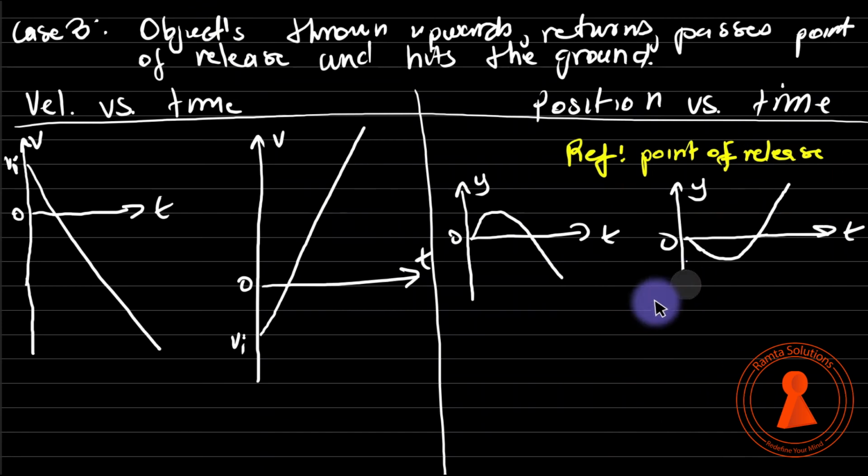So this is your position versus time when your reference point is point of release. As you can see, this is the time at which you release the object. This is the time at which the object reached maximum height, the time at which it returned to the initial position, and the time at which it hit the ground.